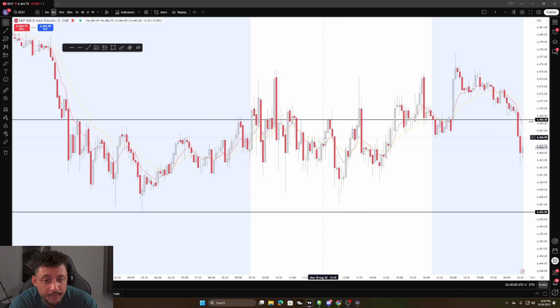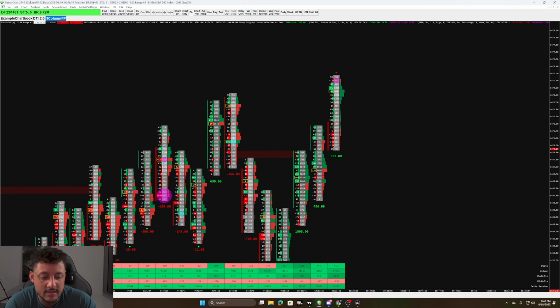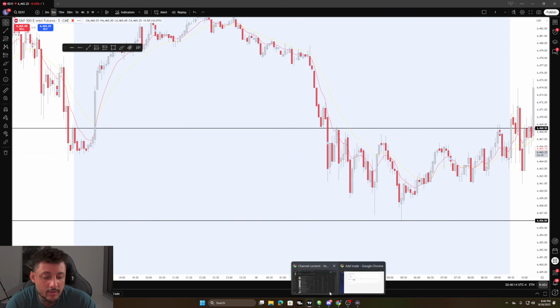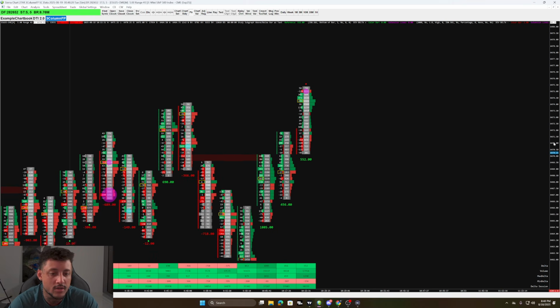Now for me, I'm going to be looking to enter short near the top here. Now why? Like I said previously, it's all going to come down to the footprint chart. So this is that same exact high here on the footprint chart. That's exactly what this looks like right here. And what we can see at this high on this footprint chart is absorption.